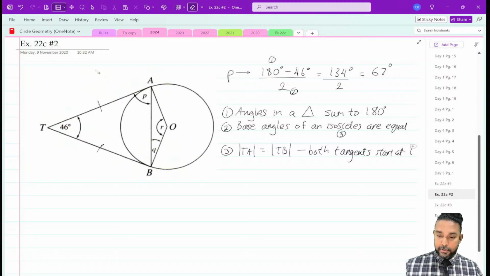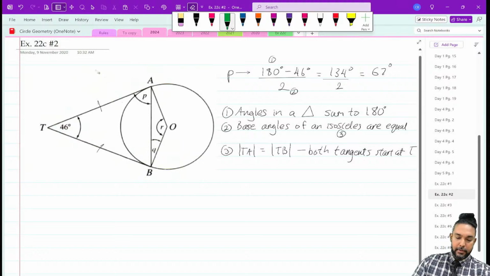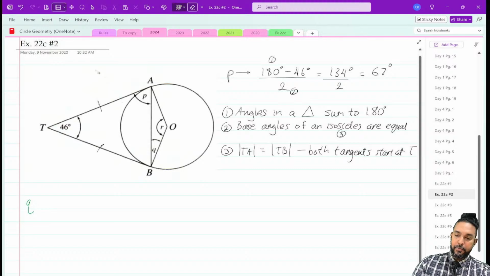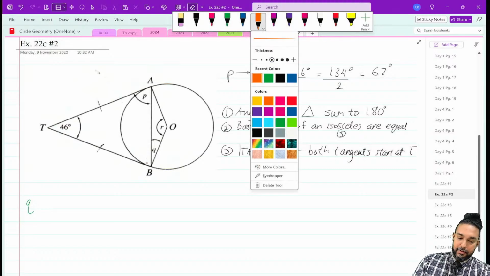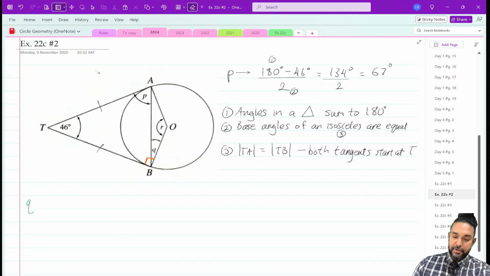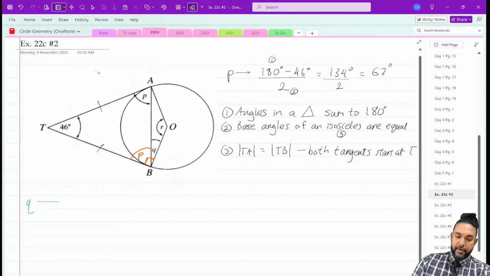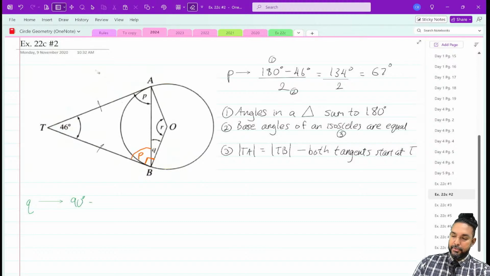Right, sorry. So that's P. Let's find Q now. Let's do Q in a different color. To find angle Q, you could take the fact that this angle down here is 90 degrees, right? And this angle across here is also angle P. So to find angle Q, we could do 90 degrees minus angle P, which is 90 minus 67, which is 23 degrees.